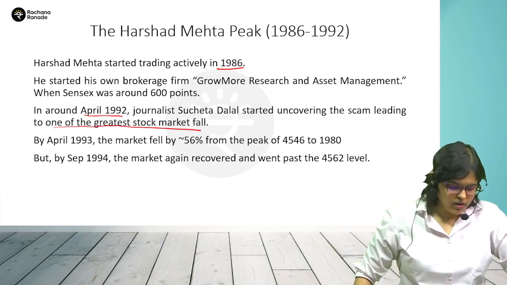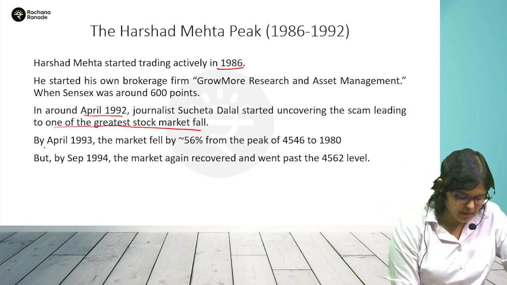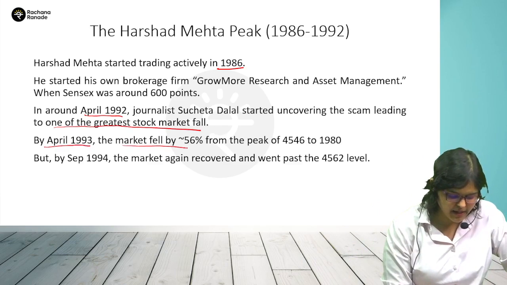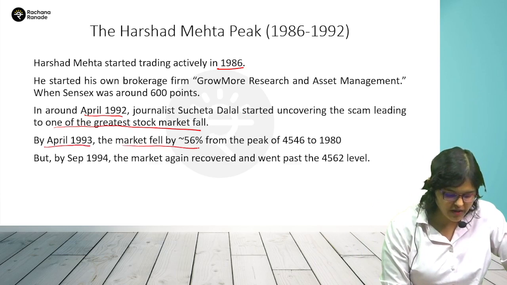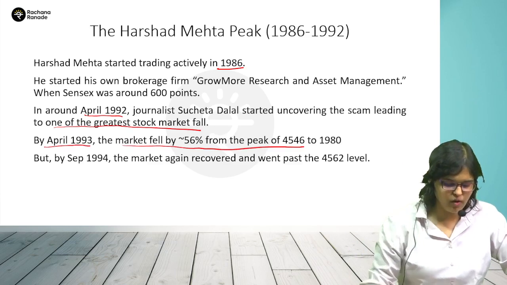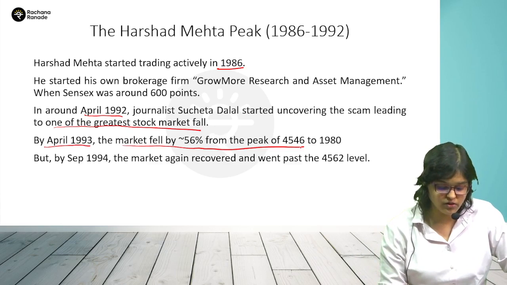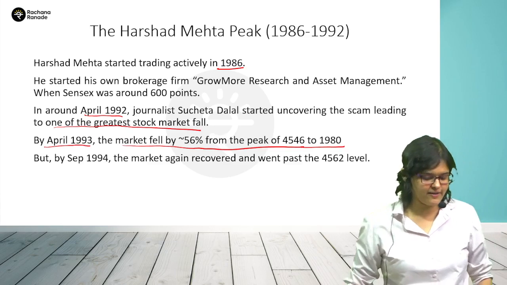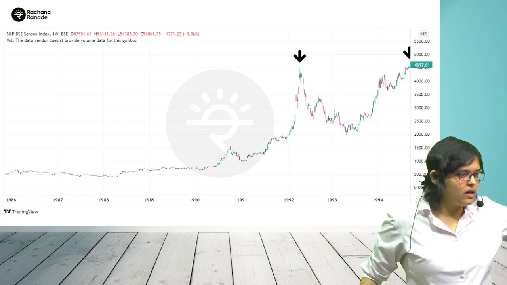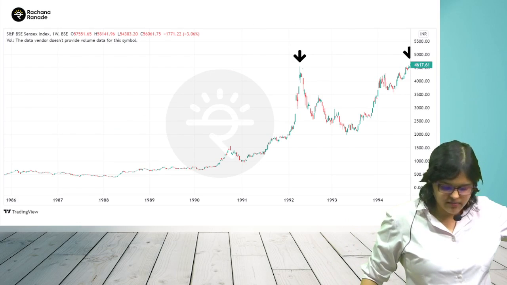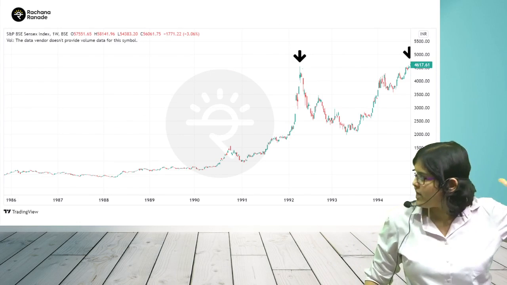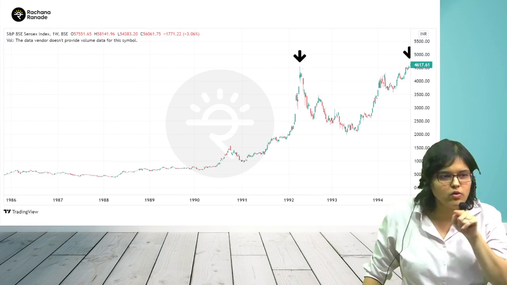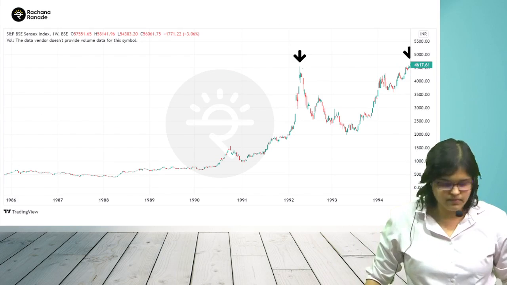Correct? Now, if you see here, by April 1993, the market fell by 53% from its peak of 4,546 to 1980. Okay, wait. So if you see, here is the chart. Maybe the chart is not very clearly visible on the screen, but in your notes, it will be very clearly visible.